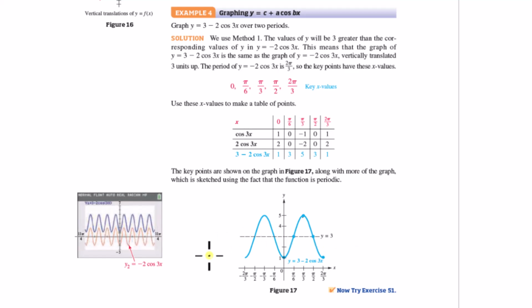Now, how are we going to sketch this? What's the process we're going to use? Well, they say method 1, which is the method I liked when it came to the horizontal stretching, where we imagine the period interval, the sketching interval, to shift. So it says we use method 1. The values of y will be 3 greater than the corresponding values of y in y is equal to minus 2 cosine 3x.